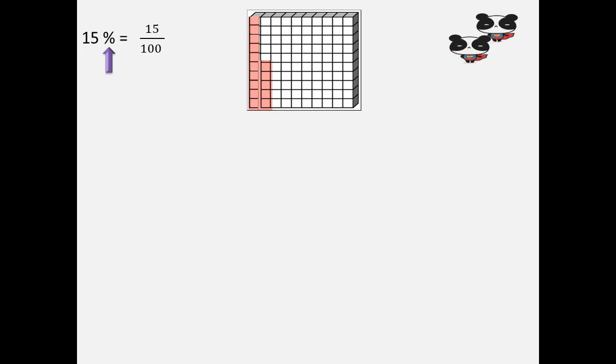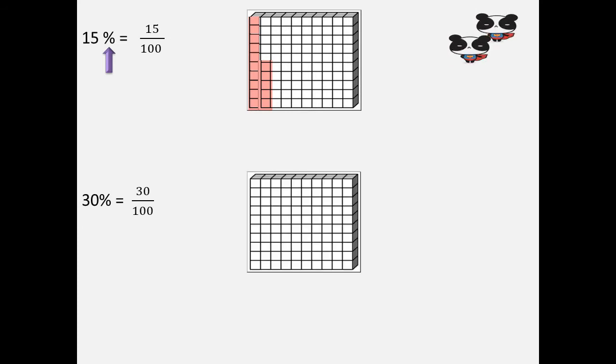Let's look at another example. We have 30%. Okay, 30% means as a fraction, excellent, 30 out of 100. And if you have a model or a 100 chart, how many squares do you color? Yes, you will color 3 rows of 10, or 30 squares. 30% means 30 out of 100.